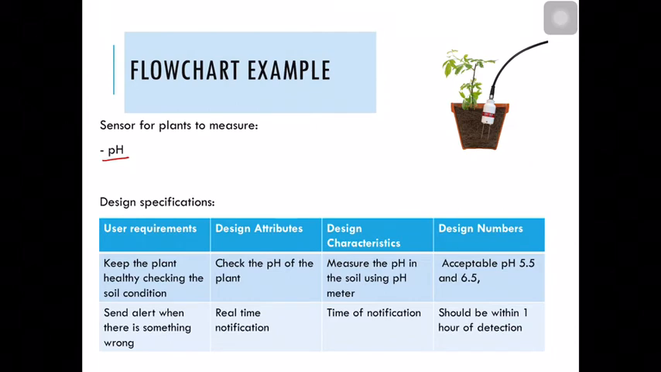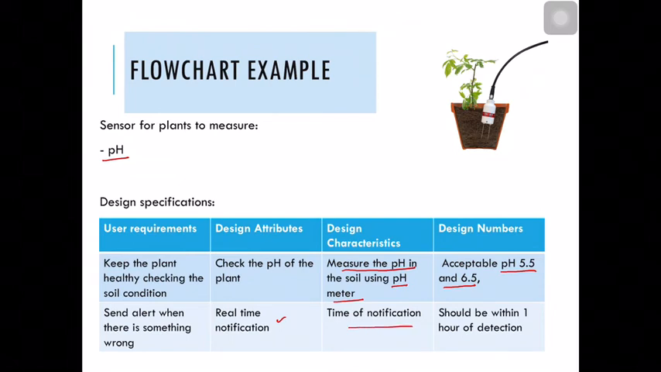So the design attribute is to check the pH of the plant, and then you have to measure. How can you check the pH? You have to measure the pH using a pH meter. And when we translate that into numbers, the acceptable pH is between 5.5 and 6.5. So if the pH is lower or higher than this, the system will give a real-time notification to the user, and you would like the time of notification to be within 1 hour.